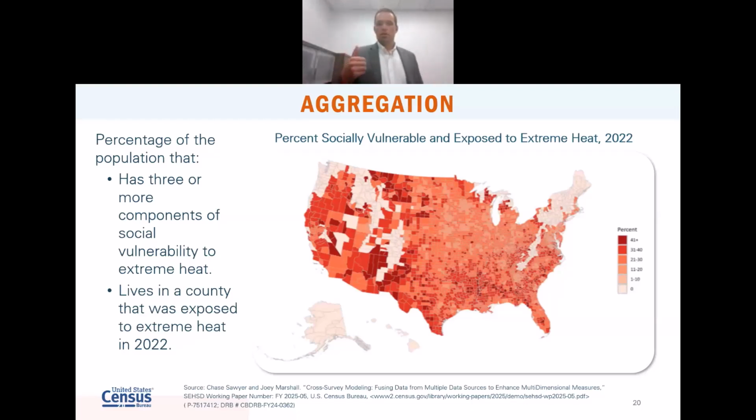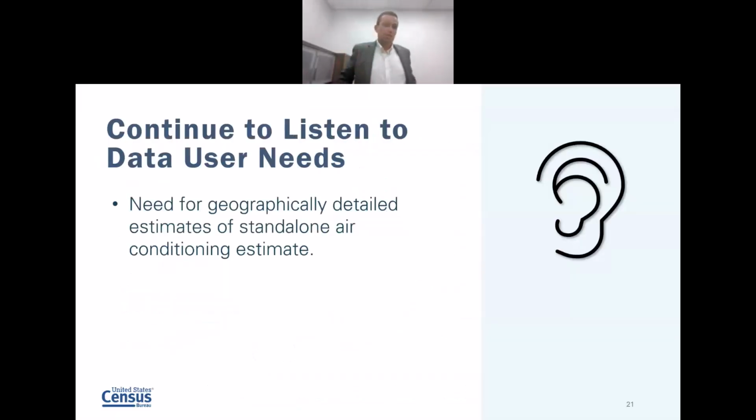And so we completed this process, and in 2024, again, I mentioned we published this data set, and I thought, all right, well, we've figured this out. We knocked it out. Everyone's got that measure of social vulnerability to extreme heat. We've done our jobs. But we continue to listen to our data users.